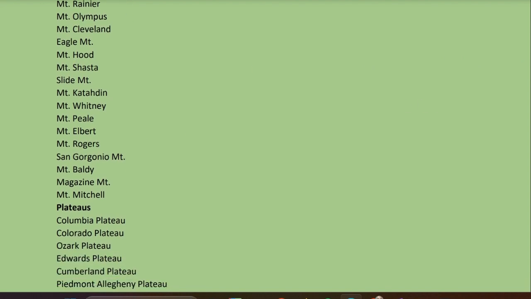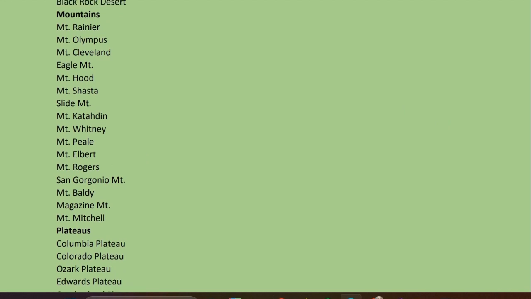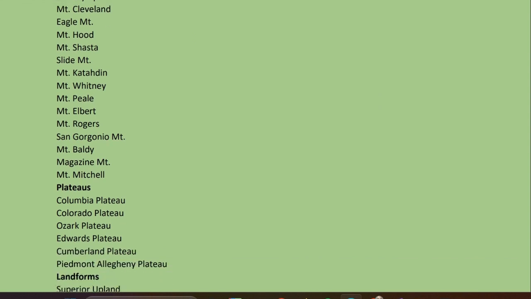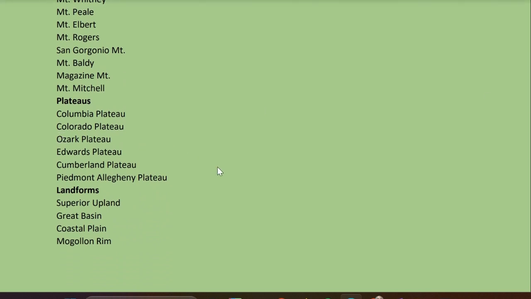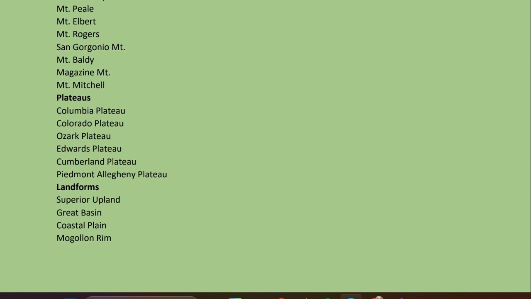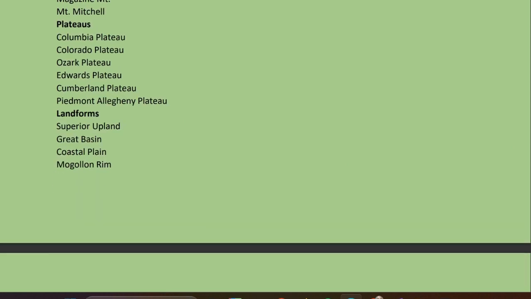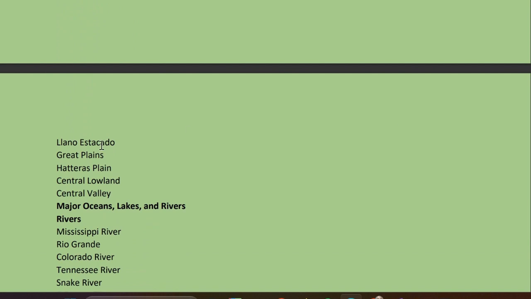We get this organized from the tallest to the lowest, about the height. Then we have the plateaus: Columbia Plateau, Colorado Plateau, Ozark Plateau. Let's go to landforms: the Superior Upland, Great Basin, Llano Estacado.